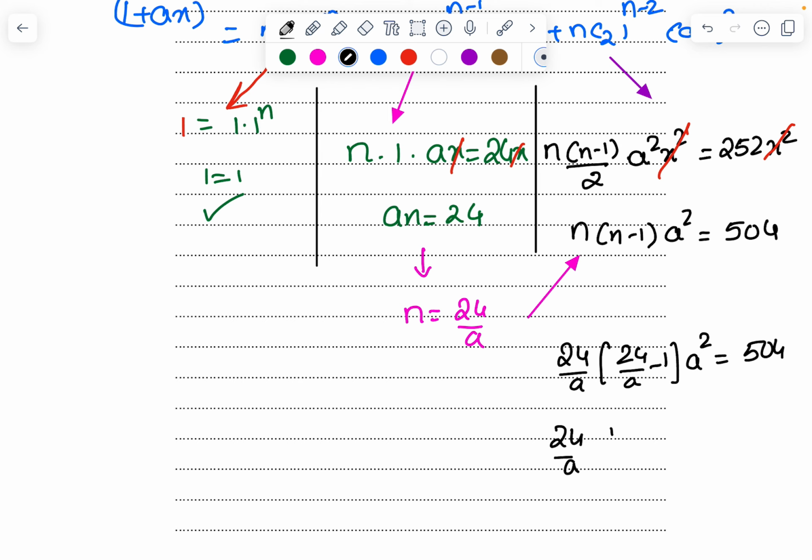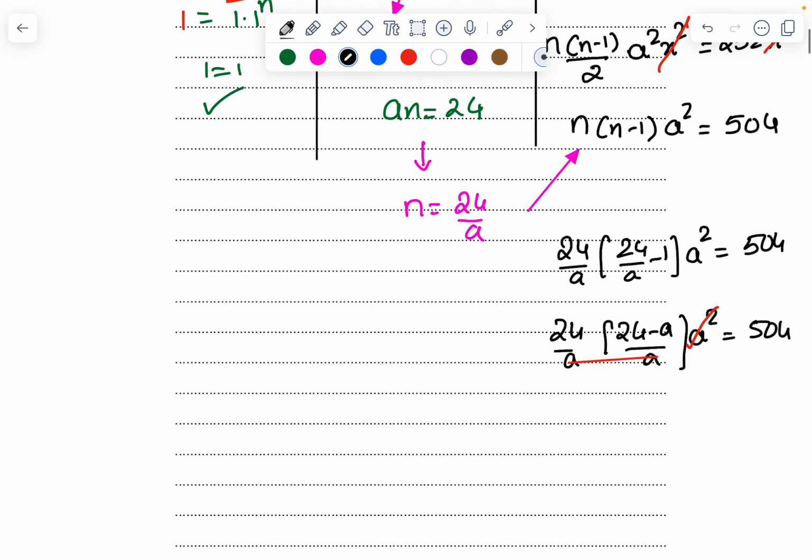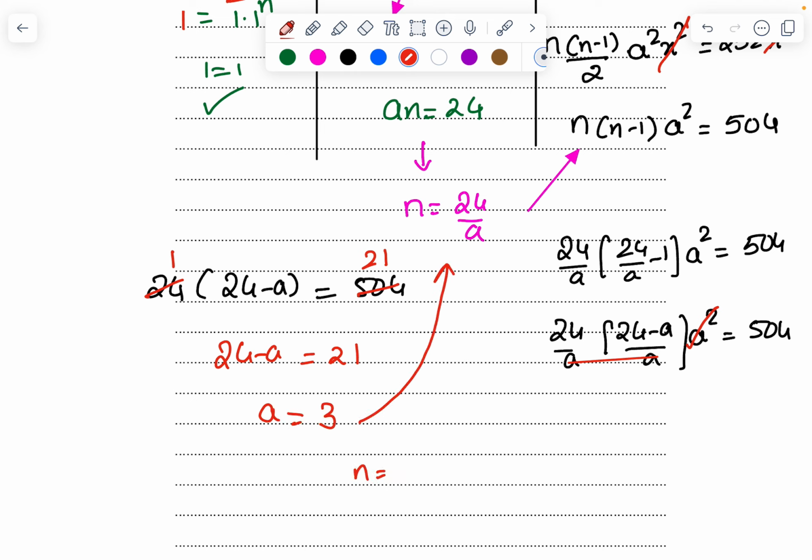So 24 upon a times (24 minus a) upon a square equals 504. So a square cancels. What am I left with? 24 times (24 minus a) equals 504. Then 24 times 1 is 24, 24 times 2 is 48, and so on. So 24 minus a equals 21, so a equals 3. Plug in a equals 3. So n equals 24 upon 3, which equals 8.